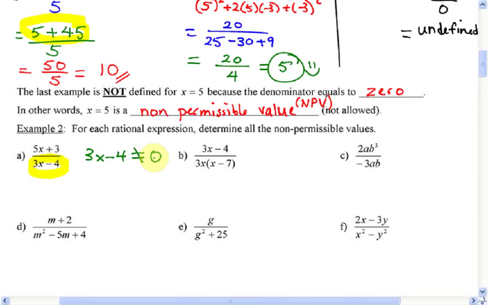What would I do? Add plus 4 to both sides. Good. So we have 3x can't equal to positive 4. And now how do I solve for x? Divide by 3. So therefore x cannot equal 4 over 3. That is your non-permissible value, NPV.